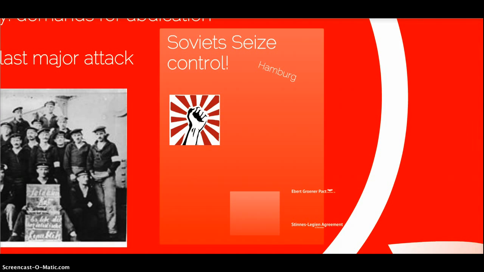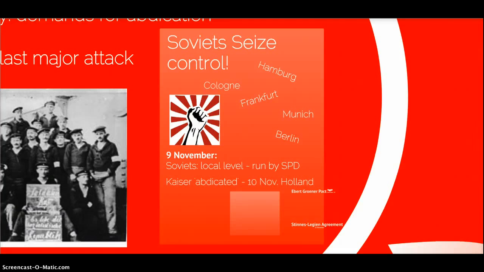The city of Hamburg is taken control of by the Soviets. The Soviets take control in Cologne, in Frankfurt, in Munich, and in the capital, Berlin. By the 9th of November, the Soviets have effectively taken control of Germany at the local level. Now, the Soviets are socialists, and they're therefore effectively run by the Social Democrats, the SPD. So the Social Democrats, effectively at the local level, now control Germany.